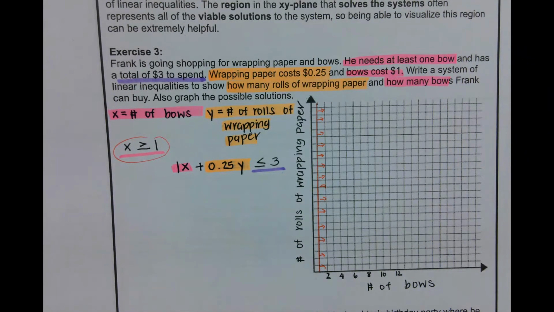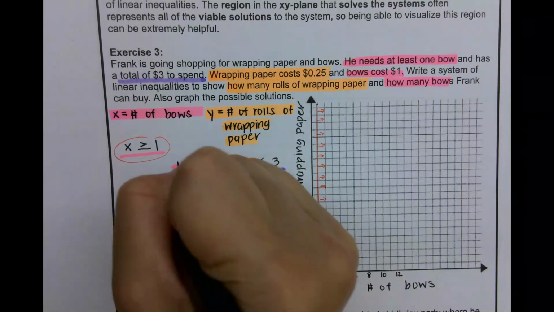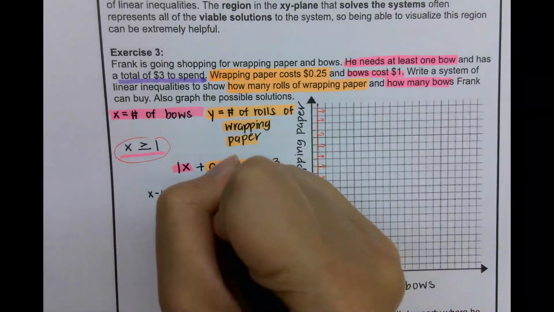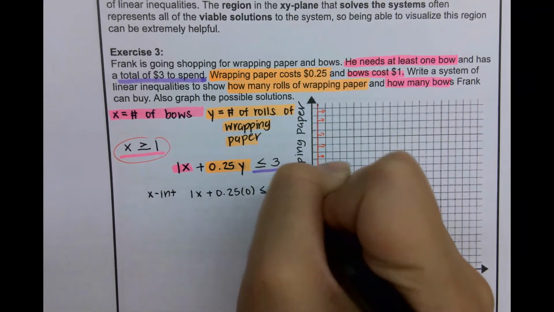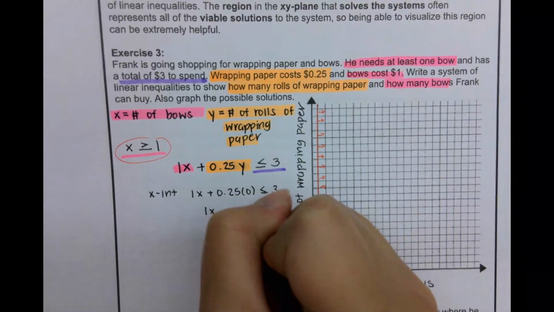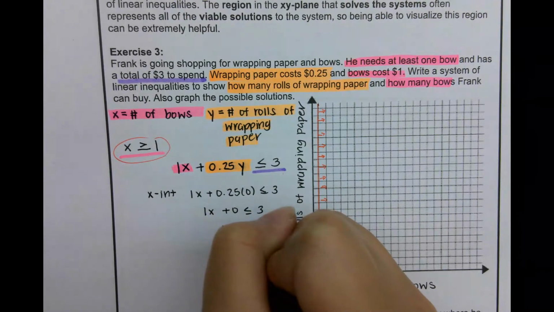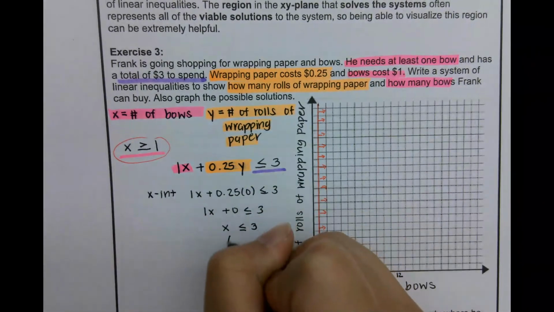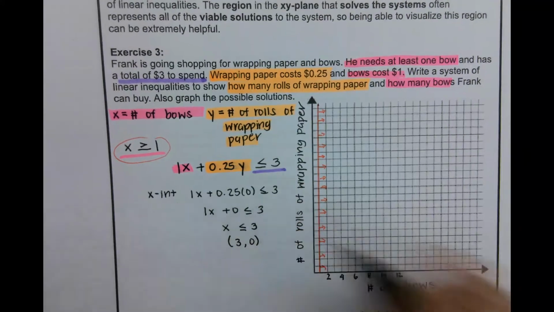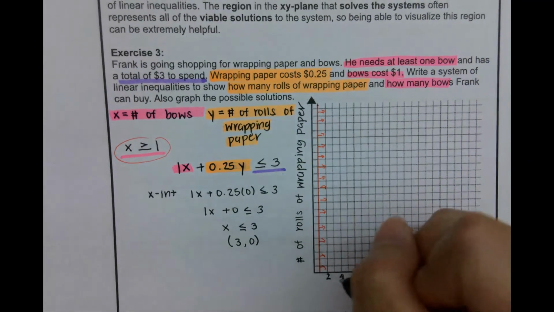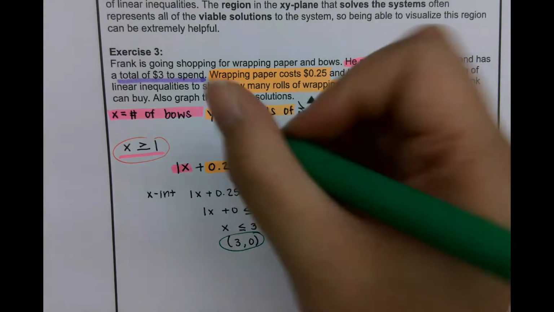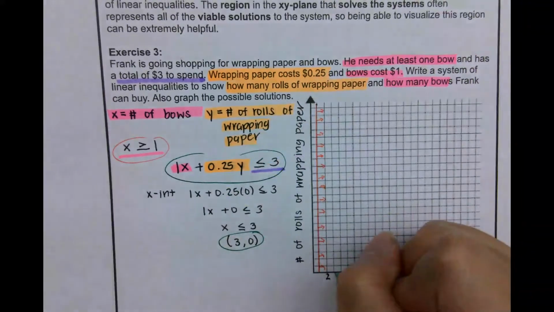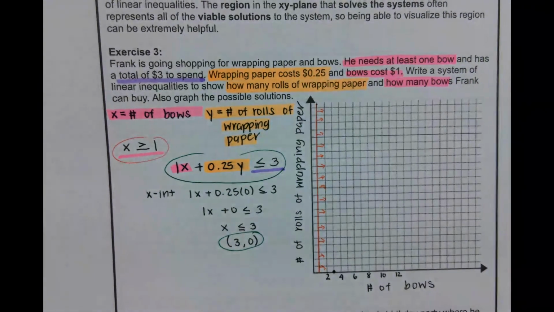Then let's graph the other one. Here I'm actually going to graph using intercepts. For the x-intercept, I'm going to plug in 0 for y. That gives me 1x plus 0 less than or equal to 3. So that means x is less than or equal to 3, which really means that my x-intercept is 3, 0. I'm going to graph that in green, so 3, 0. Then I'm going to find my y-intercept.